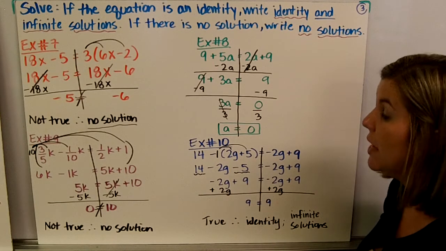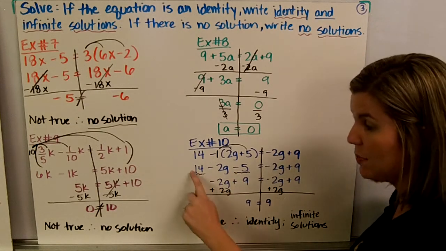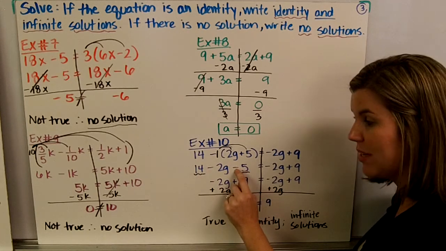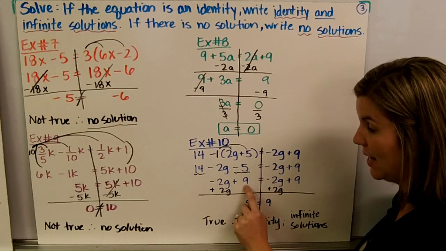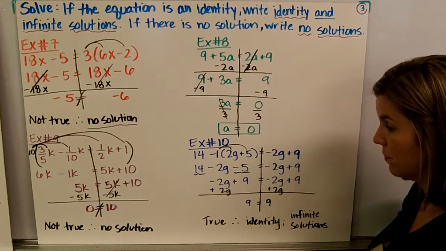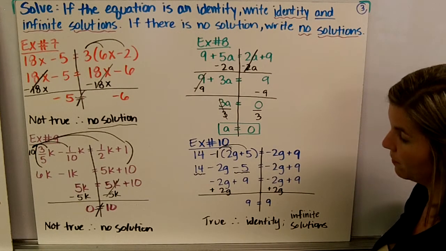After you distribute, if you can combine like terms, you should do that. 14 is positive, minus 5. So 14 minus 5, remember this sign stays with that number. 14 minus 5 is 9, that's where this 9 comes from. Negative 2g comes down. This side of the equation you can copy again. We haven't done anything over there.